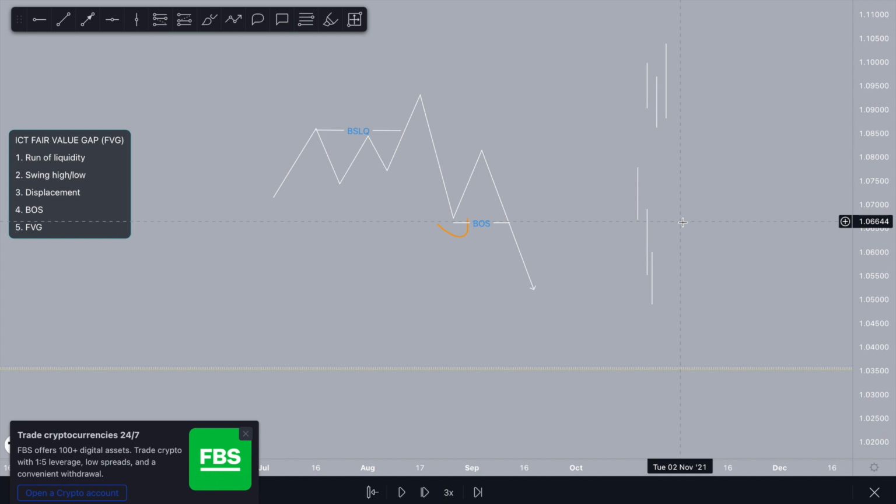The ICT concept suggests that at some point this gap will be rebalanced. This is basically an area where price has been delivered inefficiently, which creates an imbalance or a gap. However, the ICT concept suggests that this imbalance, so this is the imbalance, we will put here.